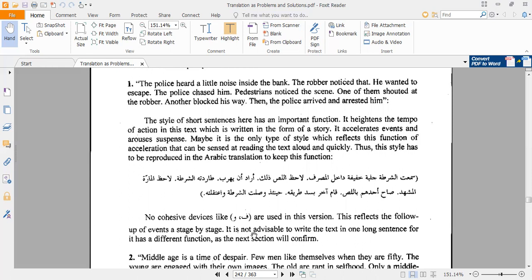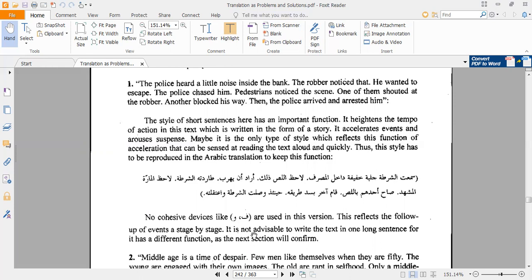As you see, this whole paragraph consists of several short sentences, and it seems that we do not have any cohesive devices in English. ما في عندي روابط ما بين الجمل. بلاحظ سمعت الشرطة جلبة خفيفة داخل المصرف. فول ستوب. لاحظ اللص ذلك. فول ستوب. ما بلاحظ إنه في روابط بينهم. There are no cohesive devices, no connectors. And this reflects the continuity and the follow-up of the events stage by stage.